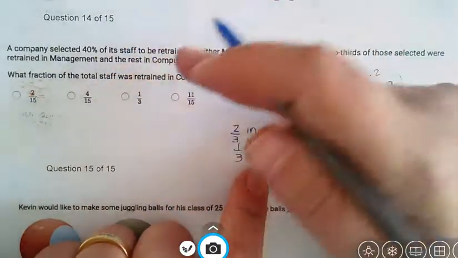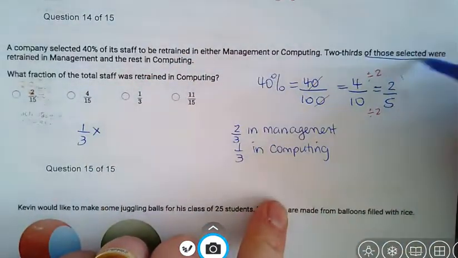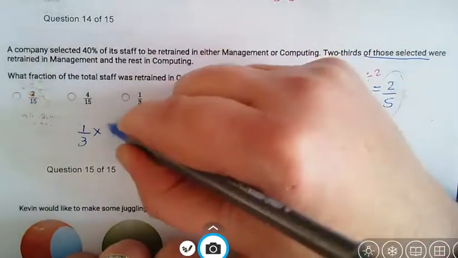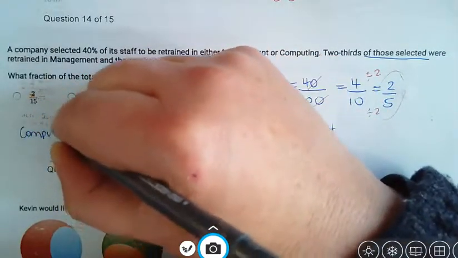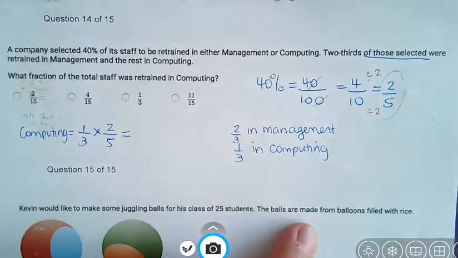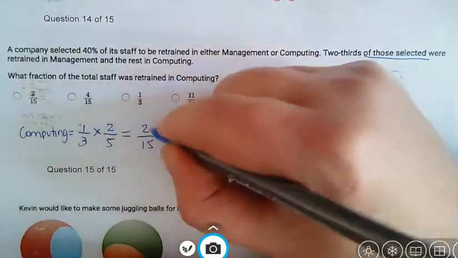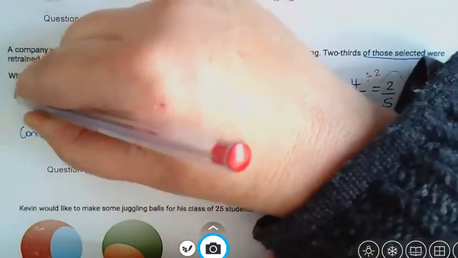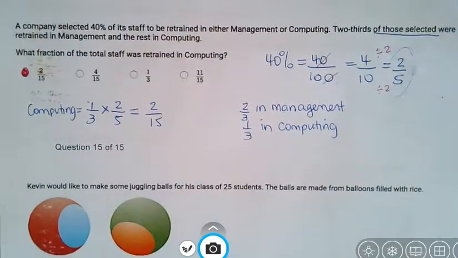So the fraction that are retrained in computing is 1/3 of those selected. Now how many were selected? 2/5 were selected. So 1/3 of 2/5 were retrained in computing. Okay, which is, multiply the numerators, 1 times 2 is 2, and 3 times 5 is 15. So it's 2/15, the first option. Okay, and that's a bit of a tricky one.